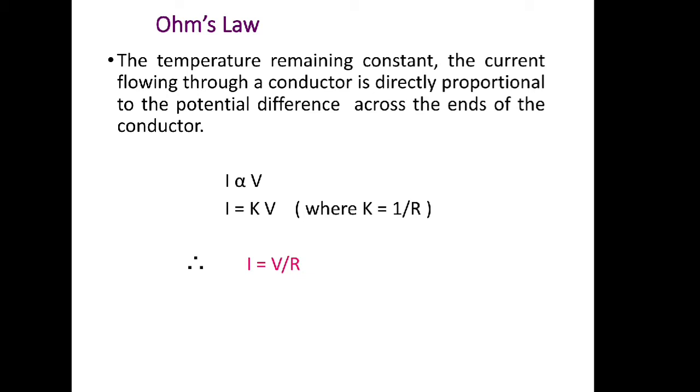So I is directly proportional to V. I is equal to some constant K into V, where K is equal to 1 by R. Therefore I is equal to V by R. K is the constant of proportionality.